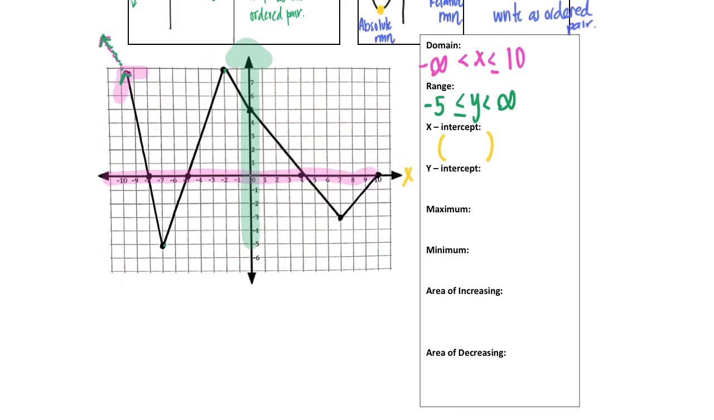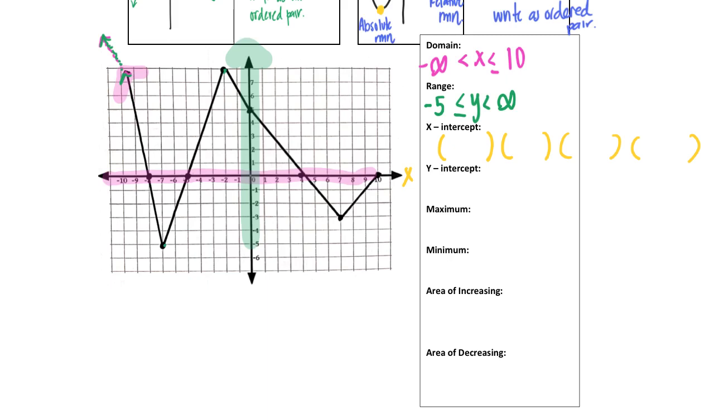Look at your x-axis. If it helps you, label your x-axis. Count how many times the graph crosses or touches the x-axis. You should count 4 times. That means we're going to have 4 ordered pairs here. You do not write your x-axis as just a plain number. You write it as an ordered pair.